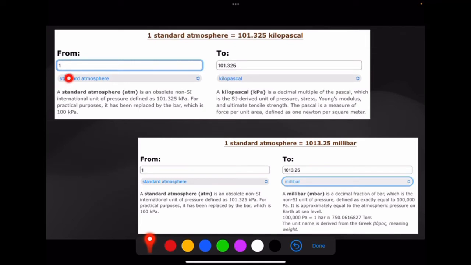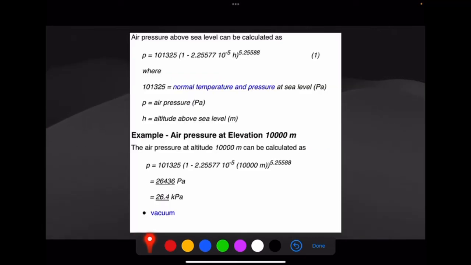And so one atmosphere is 101.325 kilopascals, or 1013.25 millibar. So you can work in millibar or kilopascals for pressures, whatever you're comfortable with. Millibar is what I'm using because that's what's on my altimeter. But it's just a multiply by 10 to get between them. Okay, so I found this formula.